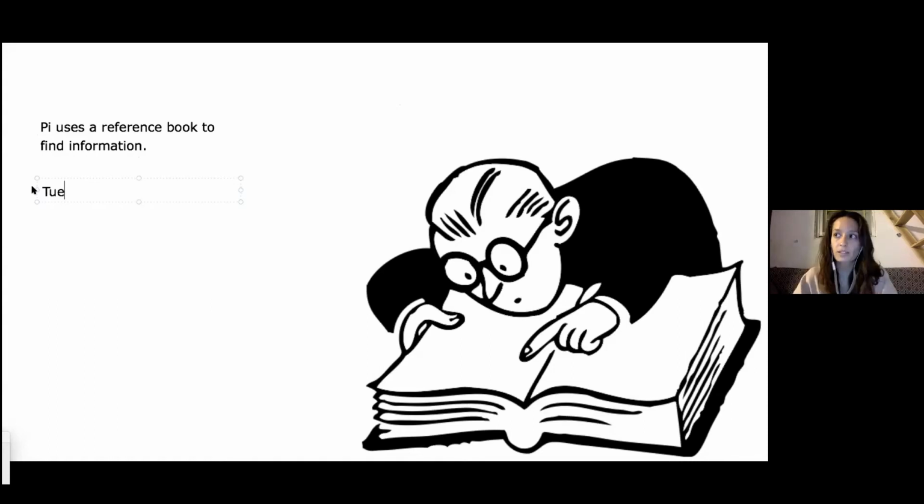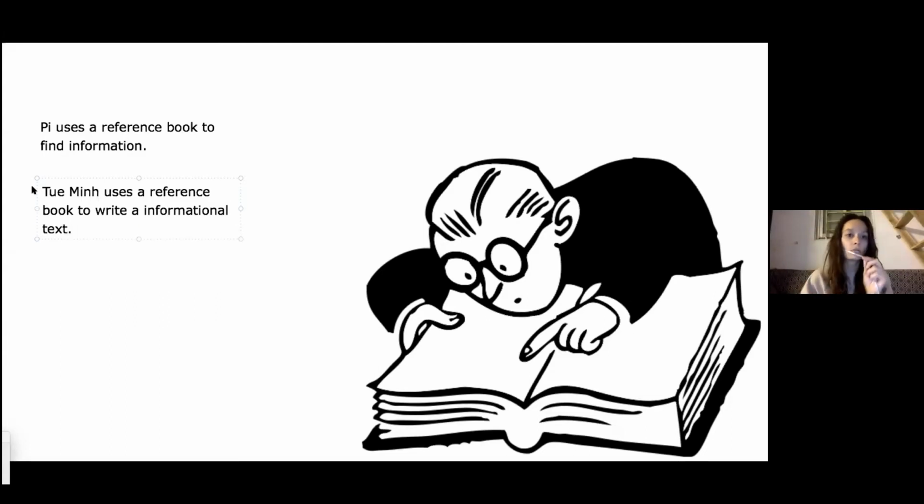Okay, and then what are we doing with this information? So you look up information in a reference book, and then what do you do with this information? Do you just keep it up in your head? We write it out. What kind of essay might we want to use a reference book for? Write an informational text. Okay, so Tuatmeng uses a reference book to write an informational text. Good job. So when we write our informational paragraphs or informational essays, reference books are good sources to help us find information. So we want to make sure we're using correct facts.